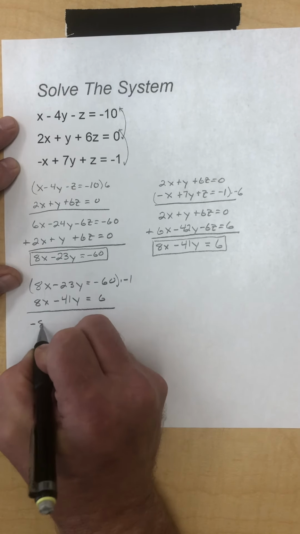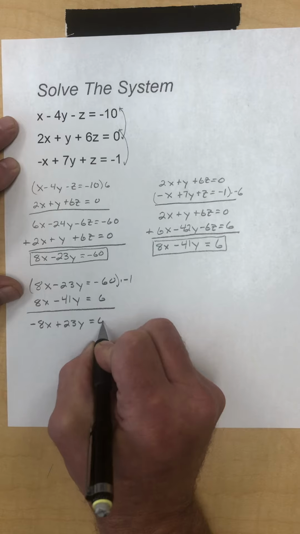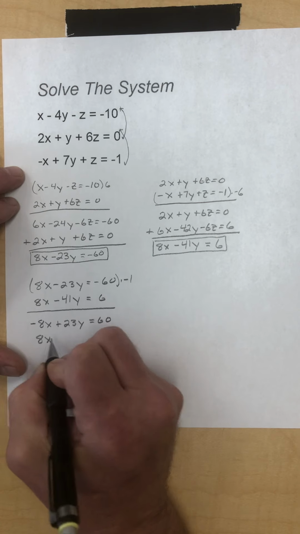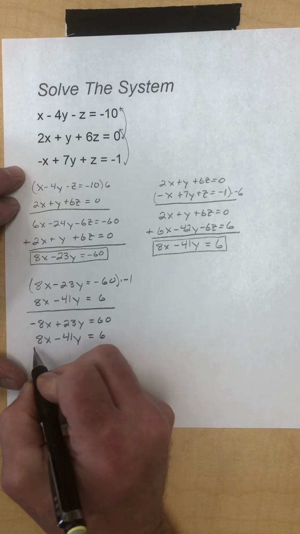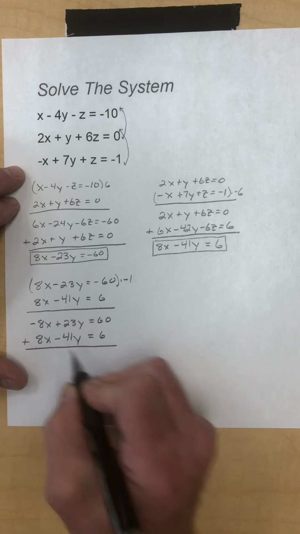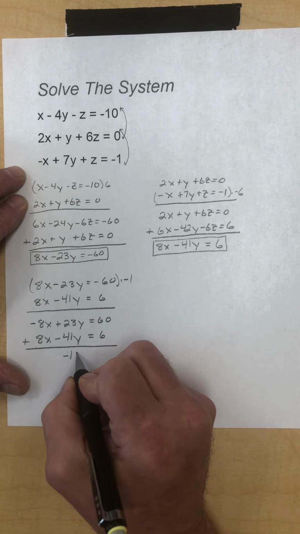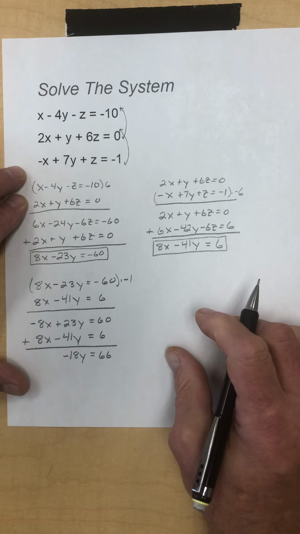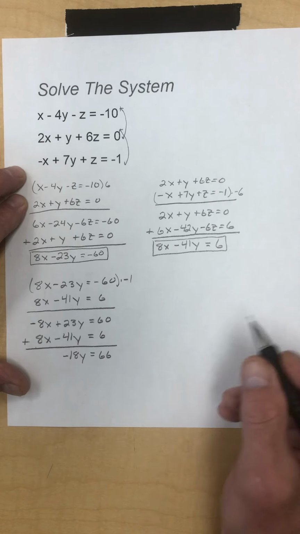Okay, so I get a negative 8x plus 23y equals a positive 60. Bring the second one down, that I don't have to do anything with: 8x minus 41y equals 6, and then I just add straight down. So the x's go away. This would give me a negative, I think it's negative 18. Is that what it is? Negative 18y equals 66. I think so. Okay, negative 18, all right, plus 10, yeah, okay.